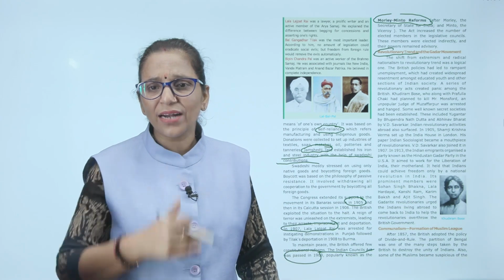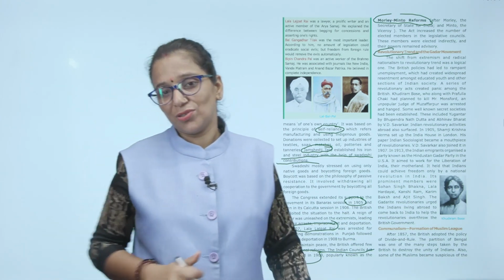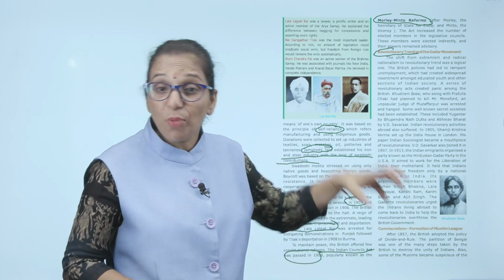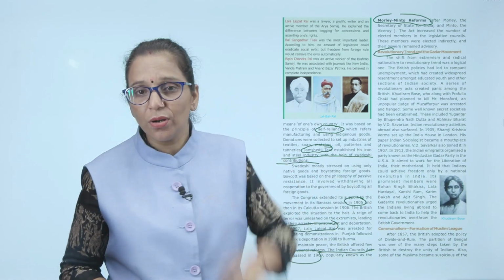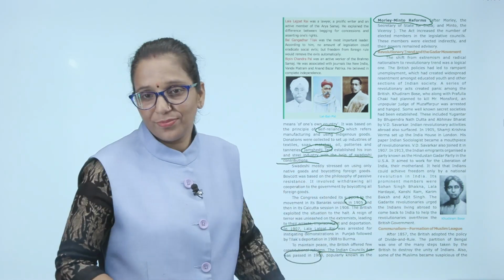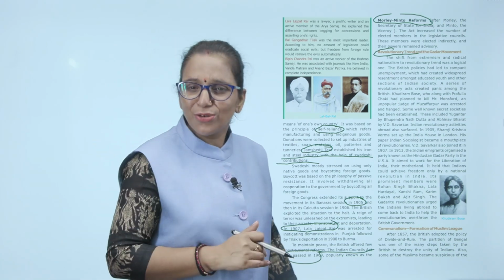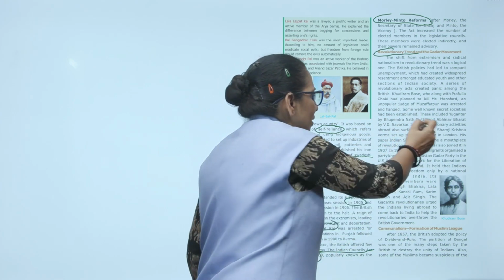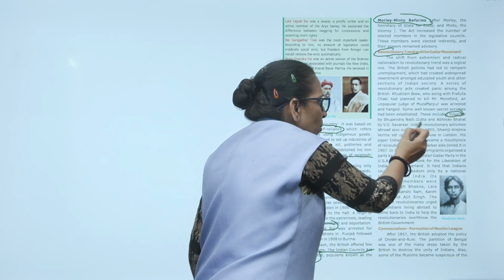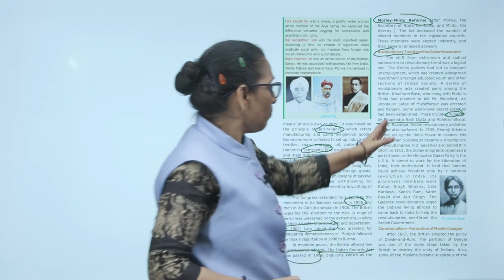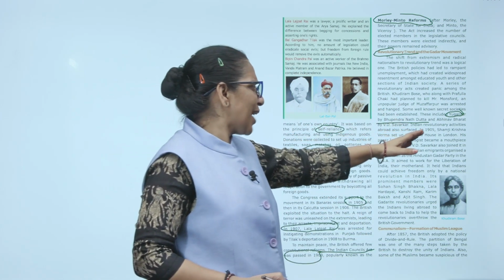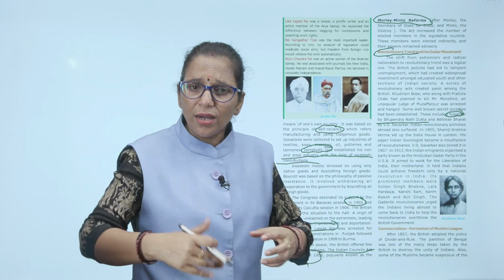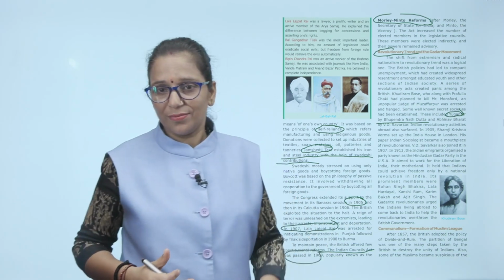A series of revolutionary acts created panic among the British. Khudiram Bose, who along with Prafulla Chaki planned to kill Mr. Kingsford, an unpopular judge of Muzaffarpur, was arrested and hanged. Some well-known secret societies were also established at that time. These secret societies were the Yugantar. Yugantar was made by Bhupendranath Datta, Abhinav Bharat by V.D. Savarkar. Indian revolutionary activities were not only in India, abroad also it was there.